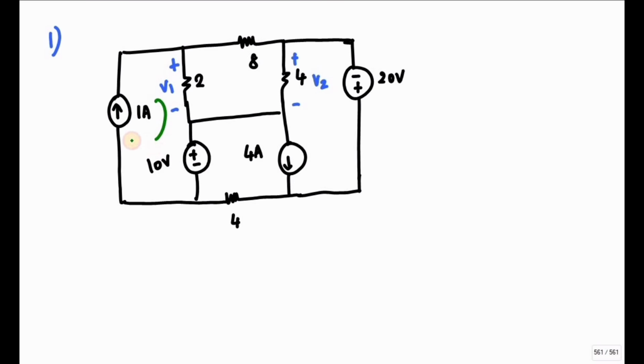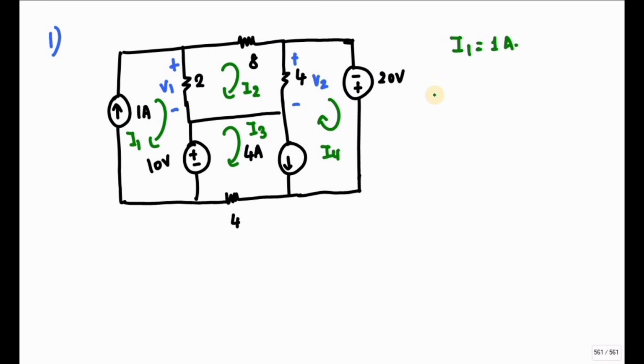Here you have two current sources and two voltage sources, and I'm going to apply mesh equations for these four loops. The currents flowing through them are I1, I2, I3, and I4. So I can write I1 is equal to 1 amp.